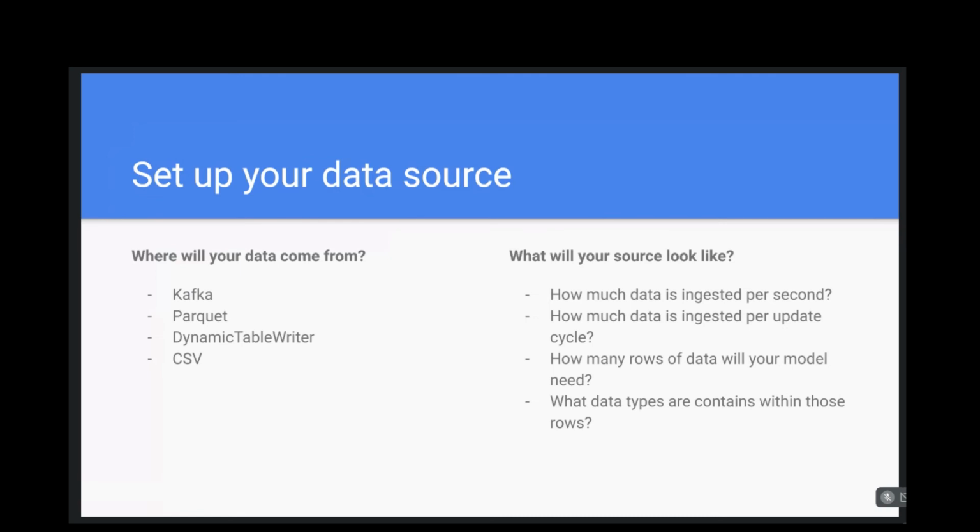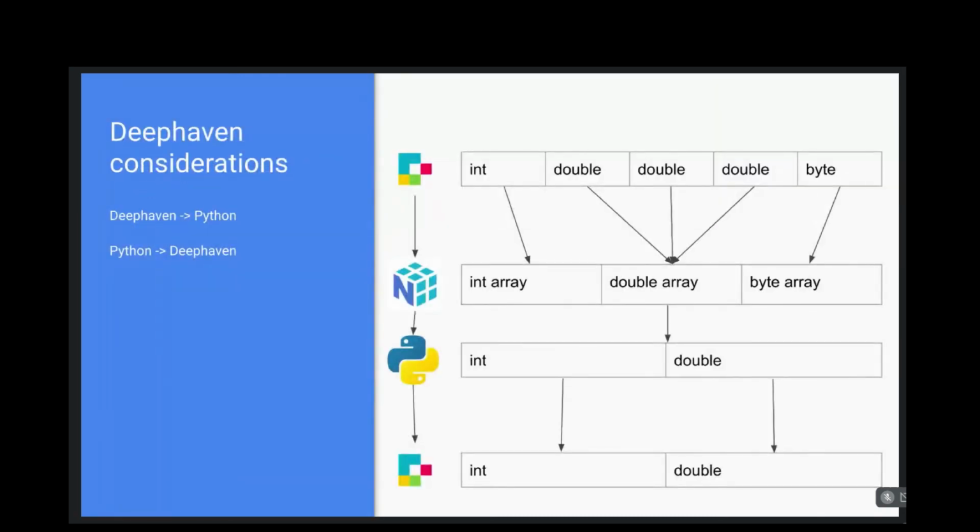With NumPy, we transfer data from Deephaven tables to NumPy arrays. NumPy enforces only one data type per NumPy array. So for instance, let's take a look at a toy problem here. In Deephaven, let's say you have a data source with 5 columns: an integer column, 3 double columns, and a byte column. And let's say you need all 5 of these columns in NumPy arrays. You're going to have to create 3 separate NumPy arrays: an array of integers, an array of doubles, and an array of bytes.